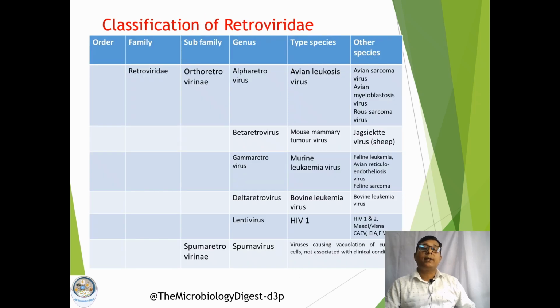As for classification of retroviruses, the family is Retroviridae, with two subfamilies, Orthoretrovirinae and Spumaretrovirinae. Orthoretrovirinae has 5 different genera: alpharetrovirus, betaretrovirus, gammaretrovirus, deltaretrovirus, and lentivirus. Spumaretrovirinae has only one genus, Spumavirus. All these genera have their type species. Lentivirus includes the human immunodeficiency virus. HIV is included under lentivirus along with other members of the genus.